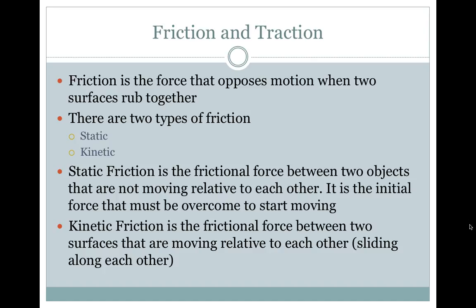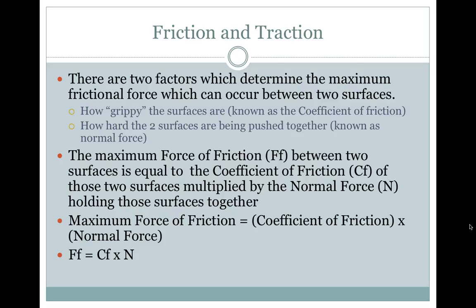There are two factors which determine the maximum frictional force which can occur between two surfaces: how grippy the surfaces are, known as the coefficient of friction, and how hard the two surfaces are being pushed together, known as normal force. The maximum force of friction between two surfaces is equal to the coefficient of friction of these two surfaces multiplied by the normal force holding the two surfaces together. The maximum force of friction equals coefficient of friction times normal force.